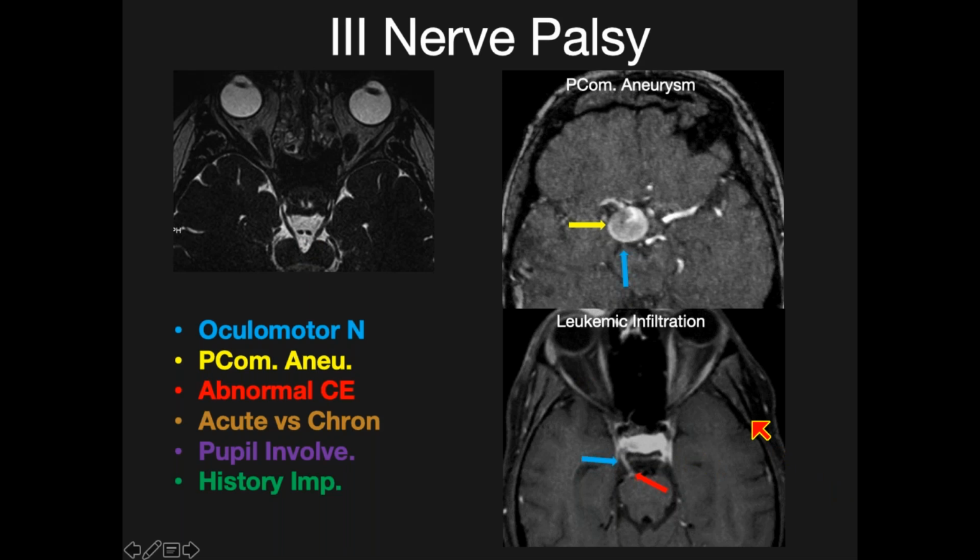Different patient with a history of leukemia, presenting with cranial nerve palsy. Clinical examination had a third nerve palsy. MR with contrast shows enhancement of that whole cisternal segment of the third nerve, and this is a perineural disease secondary to leukemia.